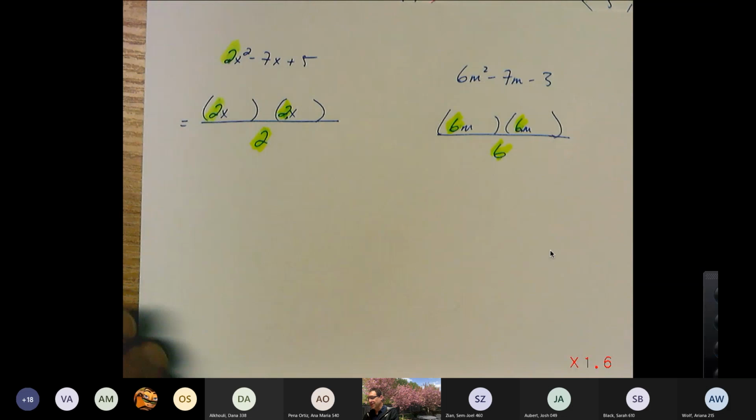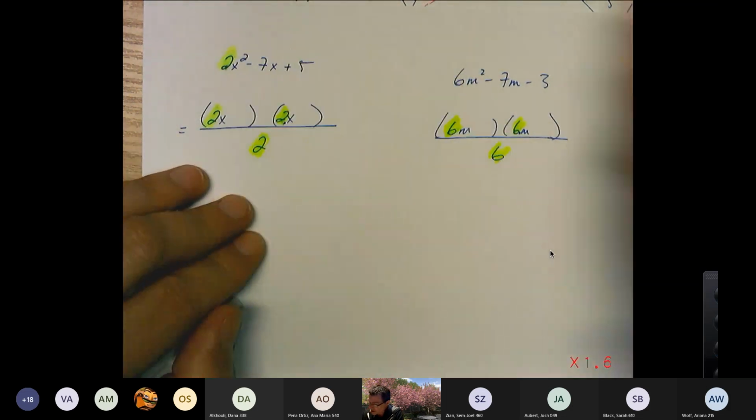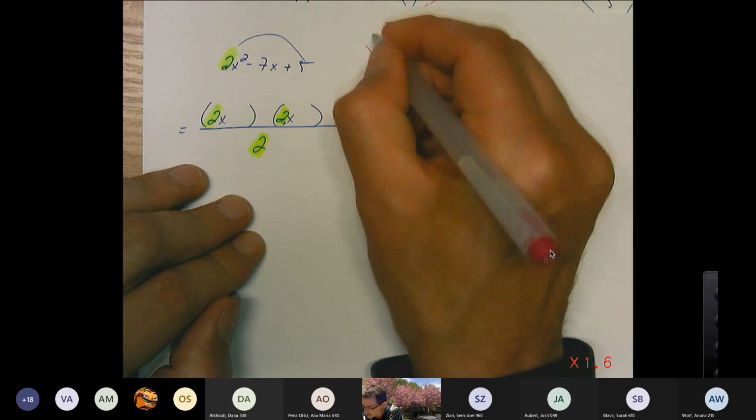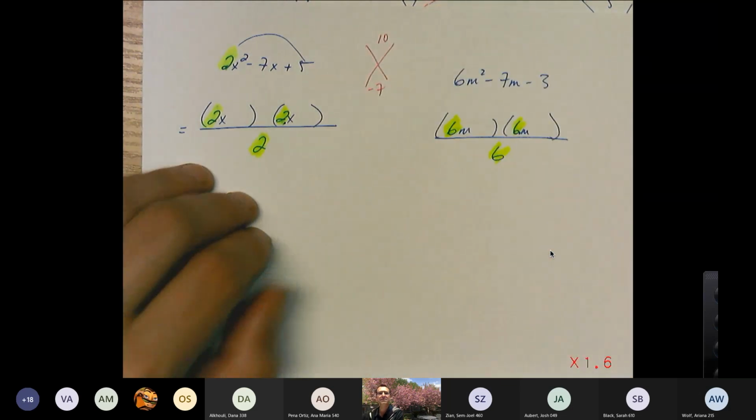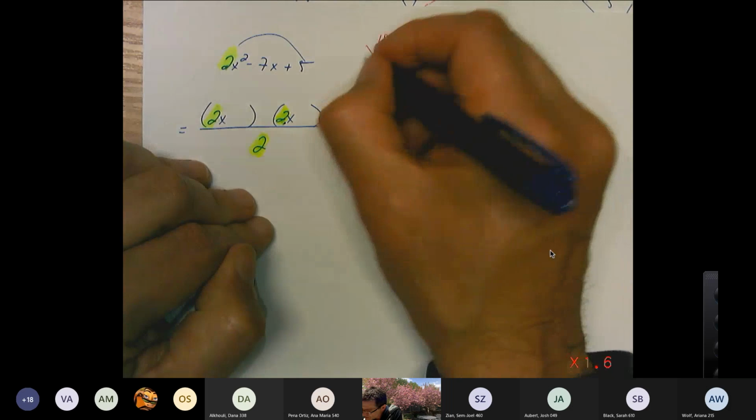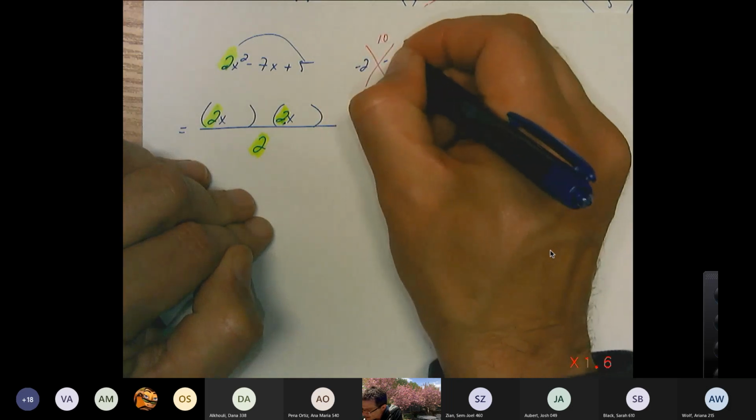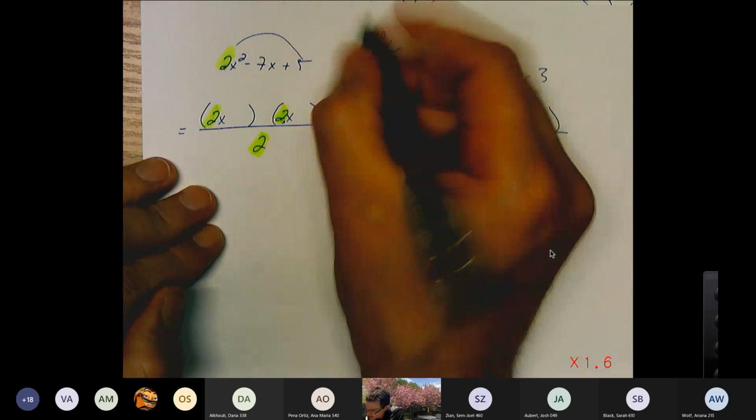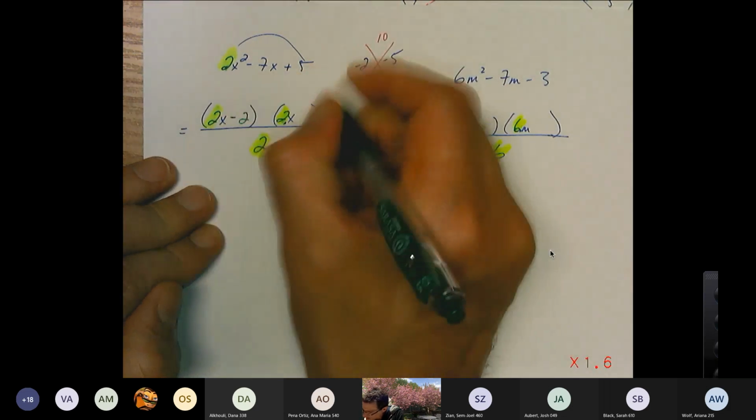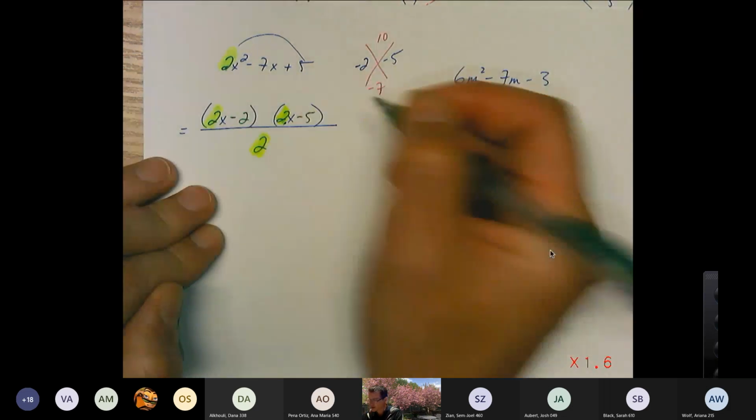So the next step is to find two numbers that multiply to give 10. And again, it's this cross again that we're talking about. Multiply to give 10, add to give negative 7. Well, those numbers are negative 2 and negative 5. So what we do is we take a negative 2 and we put it in here. We take a negative 5 and put it in here.